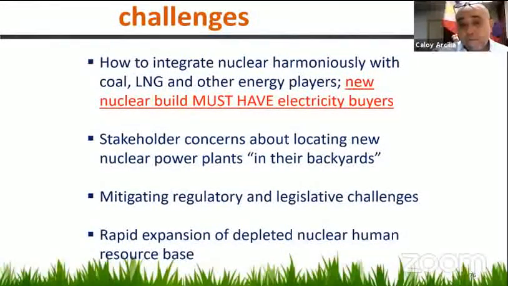Okay, there are some challenges to stakeholders, not in their backyards. Again, many of these are due to perceptions. There are some regulatory and legislative challenges that we are trying to overcome, and the rapid expansion of a depleted nuclear human resource base. All of this can be solved.